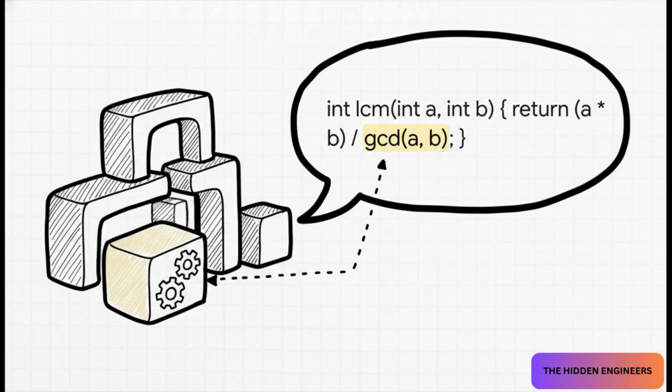int LCM(int A, int B). It just returns A times B divided by GCD of A and B. You see, it calls that GCD function we just wrote. This really shows how building one good tool in your toolbox can make it trivial to build the next one.